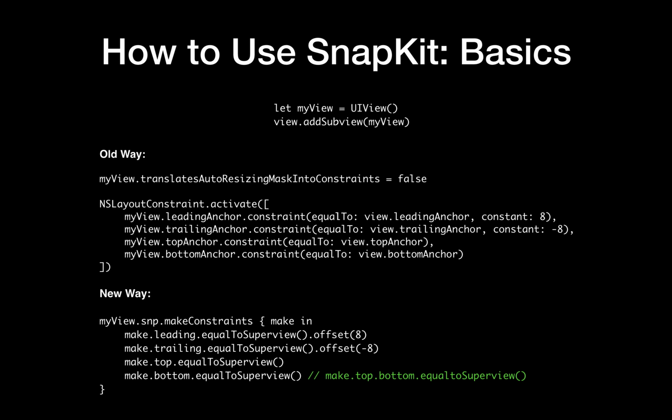So you have myView.leadingAnchor, constraint equal to view.leadingAnchor, constant 8. Same thing for trailingAnchor, but the constant is -8. topAnchor is equal to view.topAnchor. bottomAnchor is equal to view.bottomAnchor. So it's a lot to read, a lot of words.